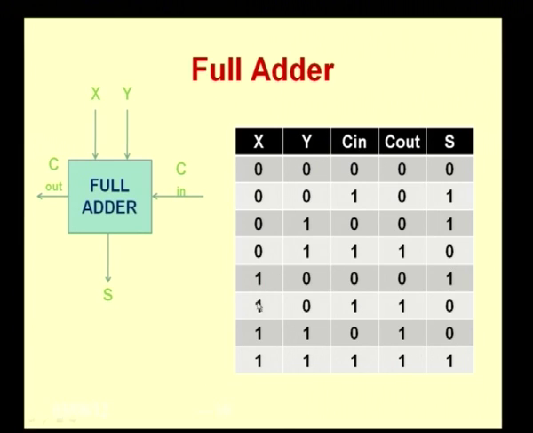Remember, this is just binary addition. So, 1 0 0 again will give you a sum of 1 and a carry out of 0 and so on. If you have 1 1 1, it will give you a carry out of 1 and a sum of 1. In all the other cases you will have either the sum or the carry as 1. So, this is the basic truth table that we have for the full adder.